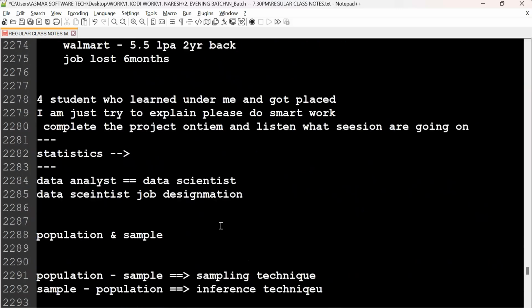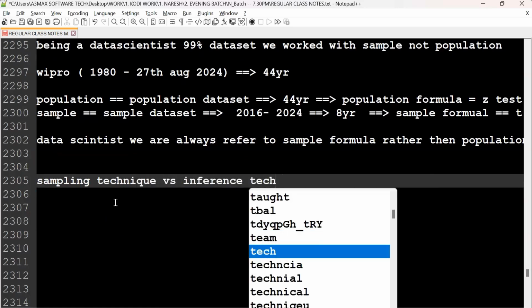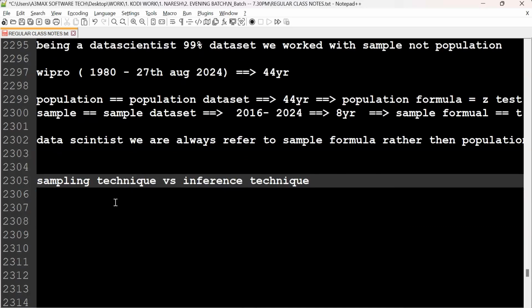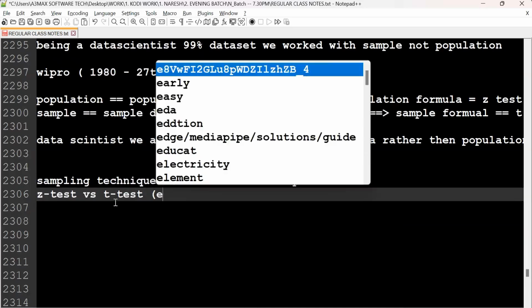So I think population means the whole data set. That's right. Population means from the starting to the end, from the date when the company began. I don't need to get into depth, it's very simple. What are the topics we covered now? Populations, sample, large group of individuals, population to sample, sampling technique, and inference technique. Are we clear, everybody? Next one, G-test versus T-test, I'll explain later. It's a big topic.